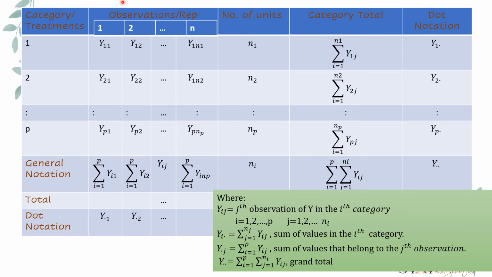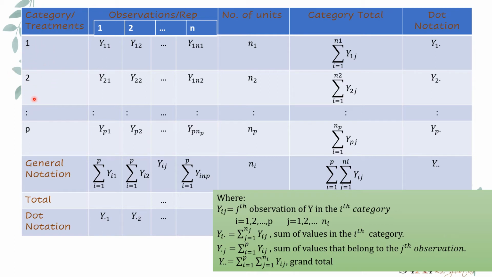Okay, so applying the principle that we have in a one-way summation notation, we can also use it in our two-way summation notation. Here, in the horizontal, we have our categories or treatments. This category could be gender, male or female, religious affiliation, or your treatment levels, different fertilizers, different varieties, different breeds. So you can use that as your category or treatments.